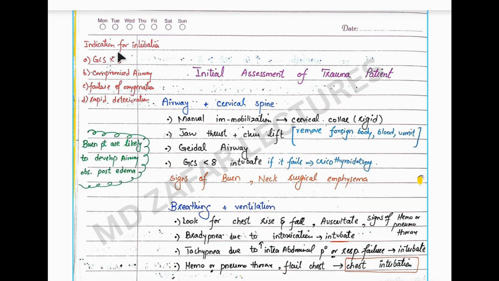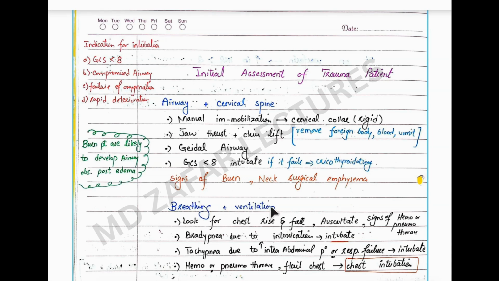Talking about the indications for intubation, if the GCS is less than 8, or the airway is compromised, the patient is unable to oxygenate, or there is rapid deterioration in the overall condition of the patient, then we have to intubate the patient. A key note is that burn patients are likely to develop airway obstruction post edema, so it is advisable to go with airway protection beforehand.